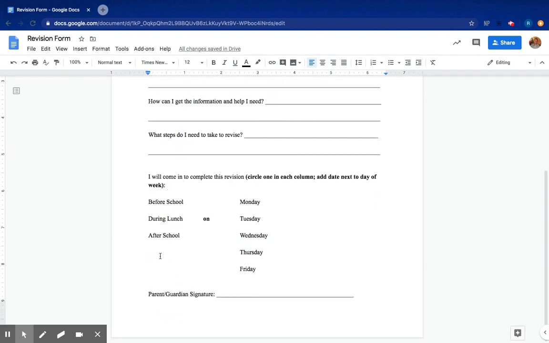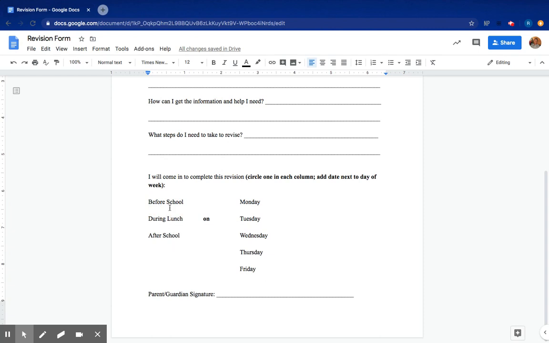Below that, this is where we're scheduling the actual retake session. So you're going to circle one in both of these columns and then add that date next to the day of the week, just so we're sure that we're talking about the same day. If you're coming in before school, during lunch, after school, you're going to pick one of those. Be aware, after school, during basketball season won't work for me since I coach basketball over at the high school. So before school is going to be your best bet. During lunch, I'm usually available as well.